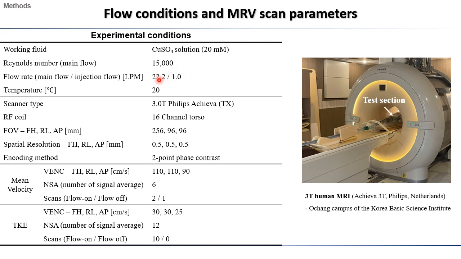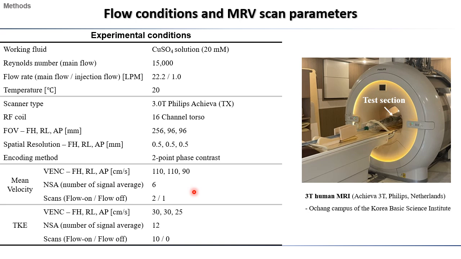The MRV experiments were conducted using the 3T human MRI at KBSI Ochang Center. The FOV was 256, 96, 96 mm with a 0.5 mm isotropic spatial resolution. For mean velocity measurement, the Venc was set to 110, 110, and 90 respectively.